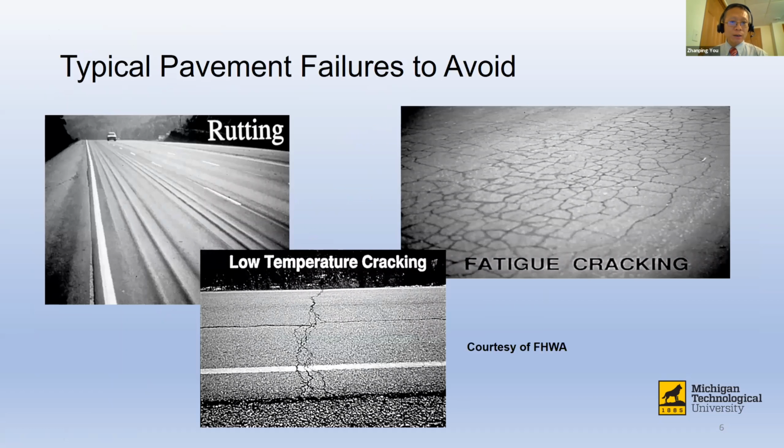Here are some typical pavement failures to avoid. When you drive on this type of road, you probably have some experience of it. This one here is rutting. You probably won't see this type of bad rutting anywhere right now, but of course it happened in the past. When you drive on this type of road on a rainy or snowy day, or if you have ice on the road, it's not safe at all to drive here.